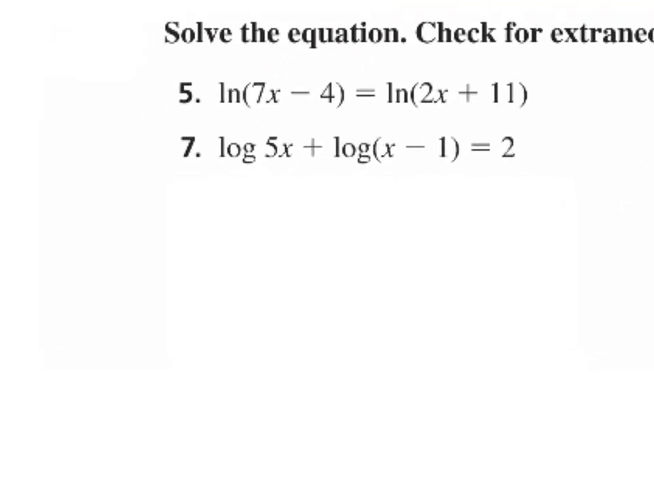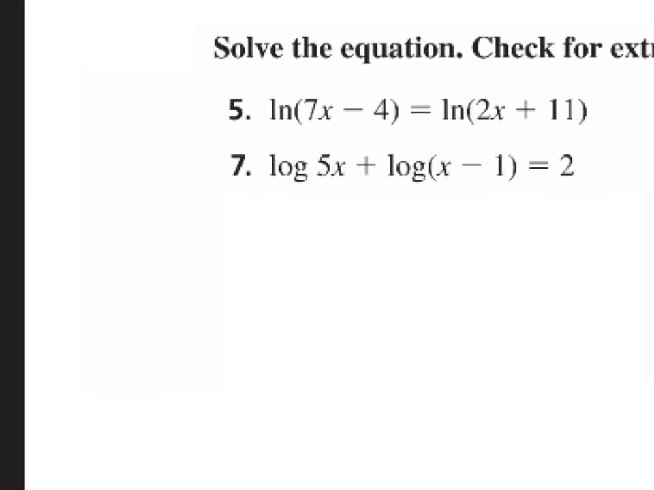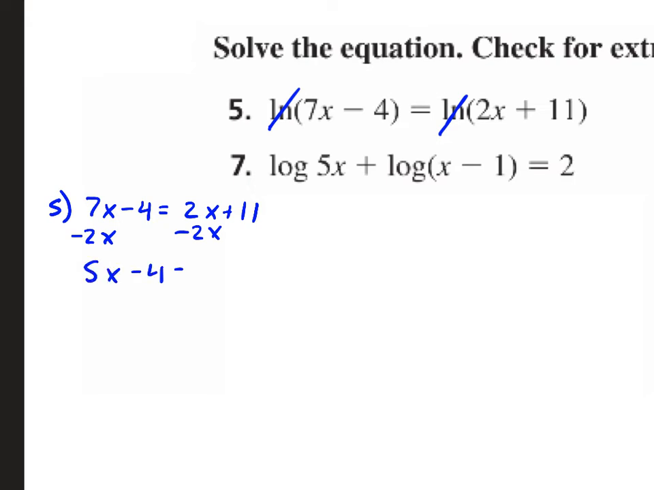All right, number 5. What can we do here? The ln's just cancel. So then we have 7x minus 4 is equal to 2x plus 11. Now we just solve for x. What should we do first? Subtract 2x. So we get 5x minus 4 is equal to 11. What can we do next?